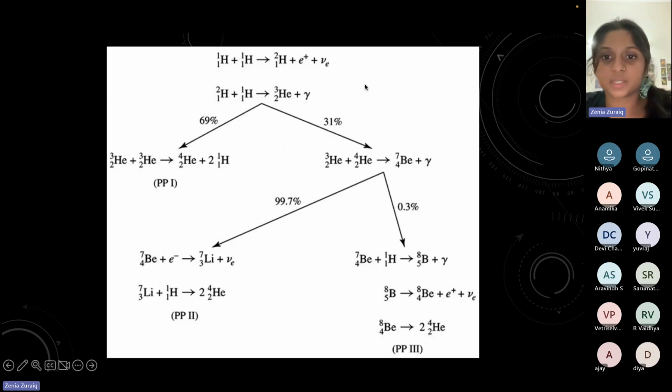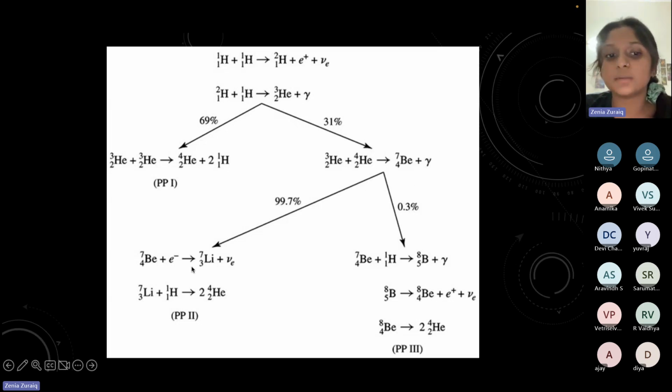So here is a summary of all of the different mechanisms. You can see that the first two steps are the same. We have to produce helium, and then, as I said, around 70% or 69% of the time, you see the dominant pp1 chain, which is what we expect, where the two heliums fuse. Sometimes there might be some rogue helium-3, which actually fuses with helium-4 to form beryllium.